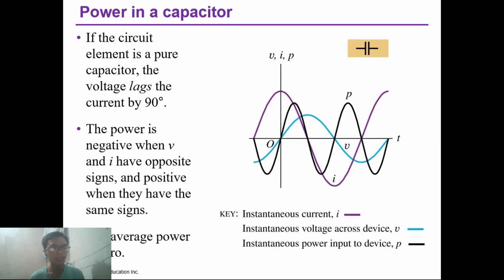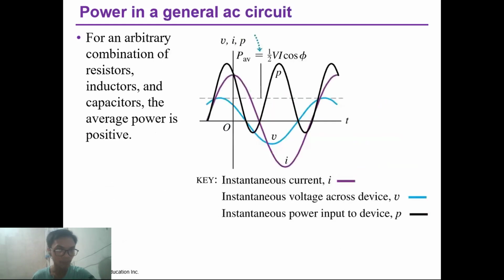So for a pure capacitor, voltage lags current by 90 degrees. Instantaneous power alternates between positive and negative. Average power is equal to 0. The energy is stored in an electric field and returned to the source. So why does a capacitor not consume net energy?